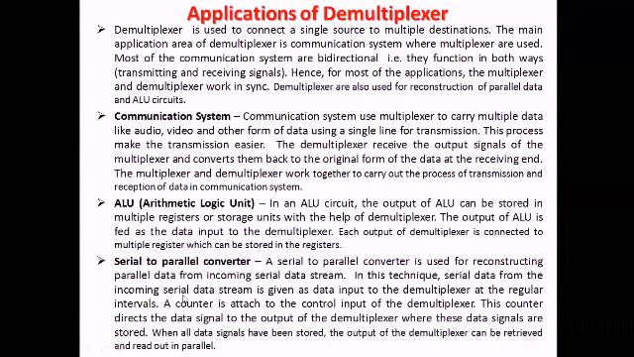Hope all of you have understood how to design the demultiplexers. So now let us move to the next topic of today's lecture, that is comparators. We can design a 1-bit comparator, 2-bit comparator, 3-bit comparator like this, but in your syllabus you have the 1-bit comparator. So let us see how to design the 1-bit comparator.